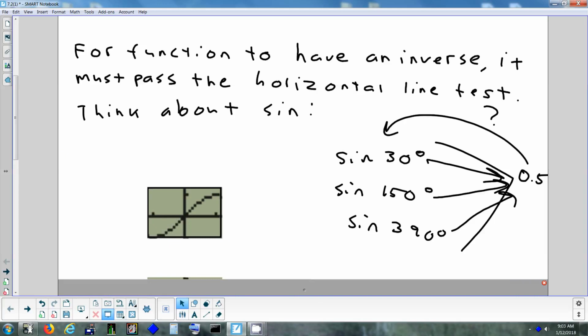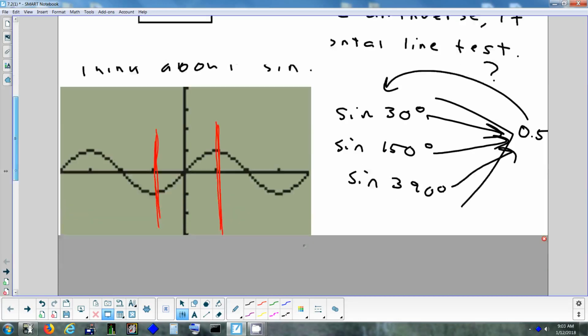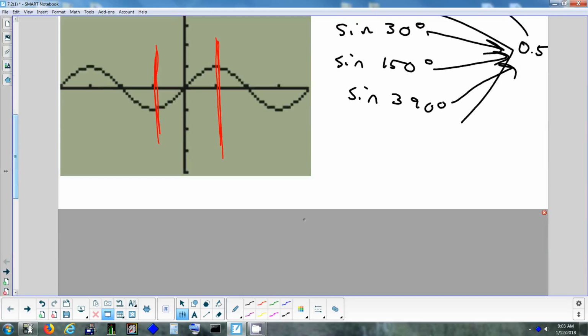Okay? And it turns out that if we focus on that section, that's from here to here, that's negative 90 to 90. So that's why anytime you do inverse and you press the sine button on your calculator, you will always get an answer between negative 90 and 90. Always. Okay, any questions on that?